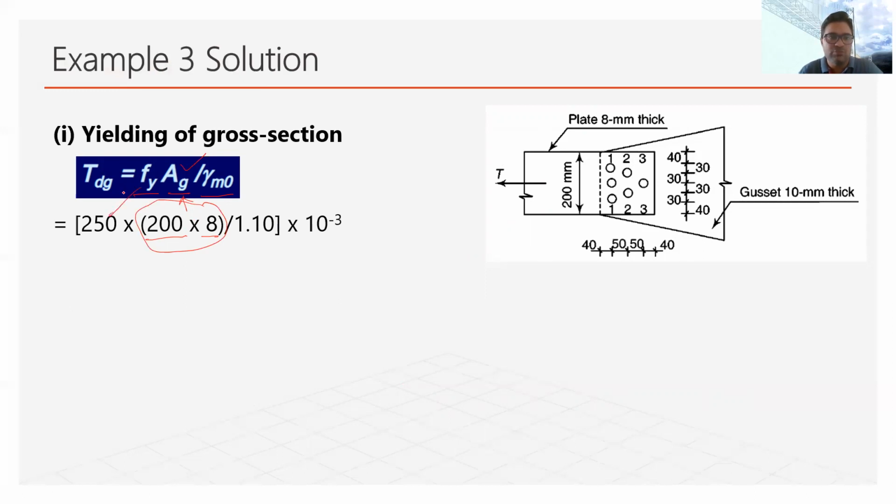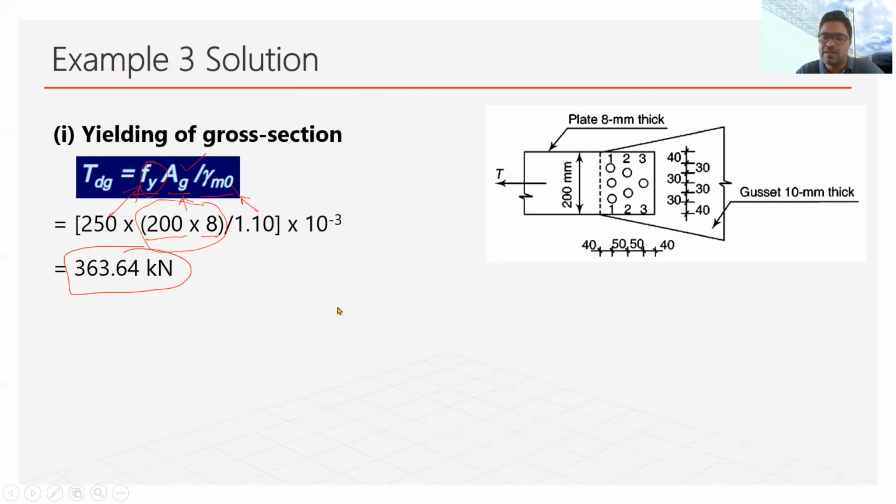And Fy value is 250, and gamma m naught. Whenever we are using the Fy value, we will use gamma m naught, and the safety factor for this will be 1.1. And then the whole is multiplied by 10 raised to power minus 3, so that we get the strength in terms of kilonewton. So this is how we find out the TDG. This is the strength of the tension member in case of yielding.